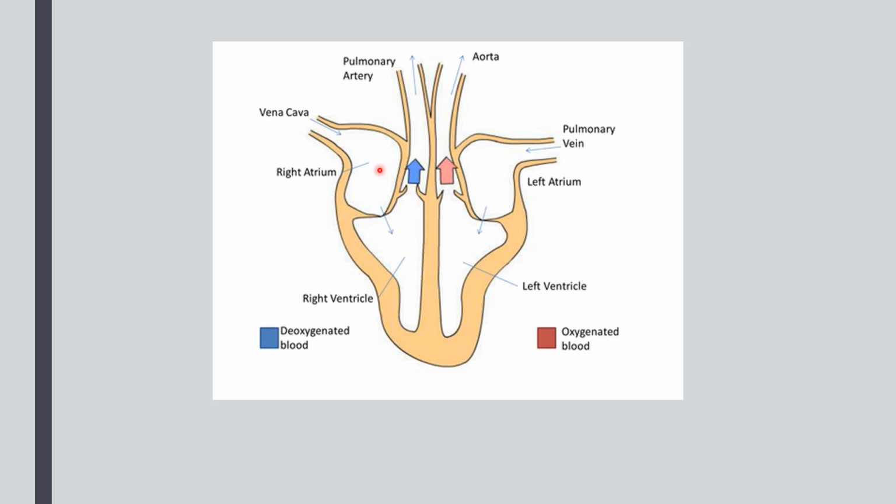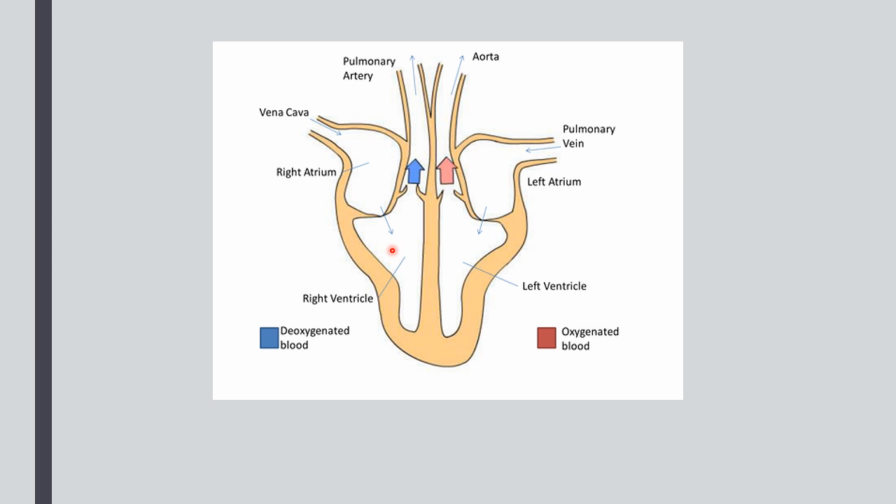Since the blood has to just flow from the right atrium to the right ventricle and left atrium to the left ventricle, the walls of the atria or the auricles are thin, but the ventricles have thick muscular walls. Can you see the walls? If you compare the wall of the atrium with the ventricle, ventricles have thick muscular walls because the ventricles have to pump blood to long distances.